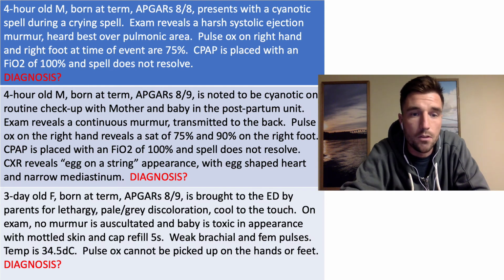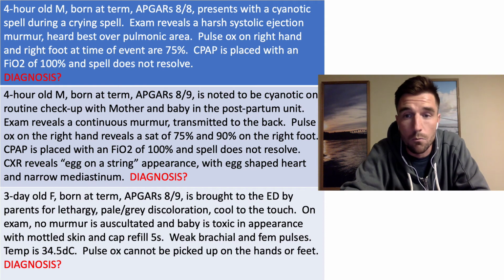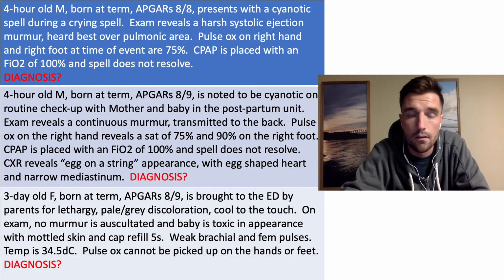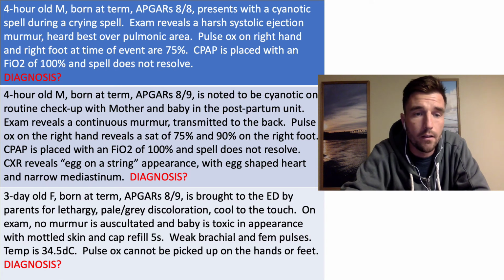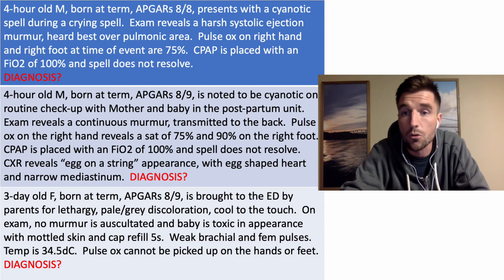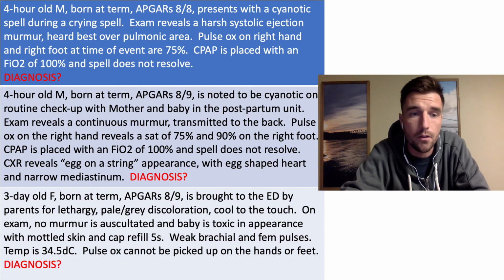You palpate pulses, and the brachial and femoral pulses are both very weak. The temperature of the baby is 34.5 degrees Celsius. The pulse ox cannot be picked up on the hands or the feet. And what's the diagnosis? Well, here one of the clues is that this baby's 3 days old and is showing up shocky, very toxic in appearance.